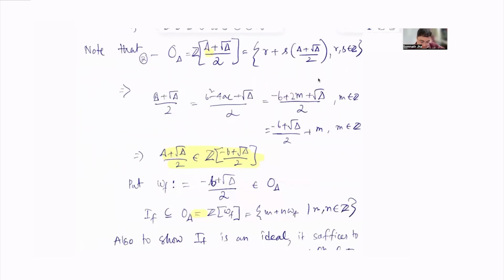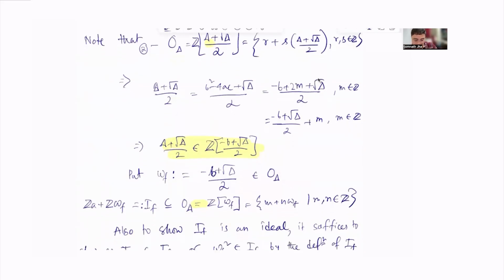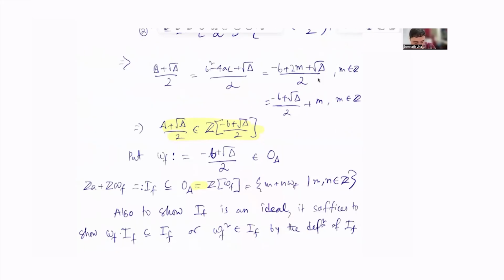Then I_f is a... So what was I_f? You recall, this is equal to Z a + Z ω_f by definition. So this is inside this, an abelian group inside this, and to show it is an ideal, you have to show that O_Δ times I_f is contained inside I_f. Z times ω_f is contained inside itself, but it's an abelian group, so it suffices to show that ω_f times I_f is contained in this. But again, by definition, a times ω_f is already there, so it suffices to show just ω_f square belongs to I_f by the definition of I_f. Think about it for a moment.